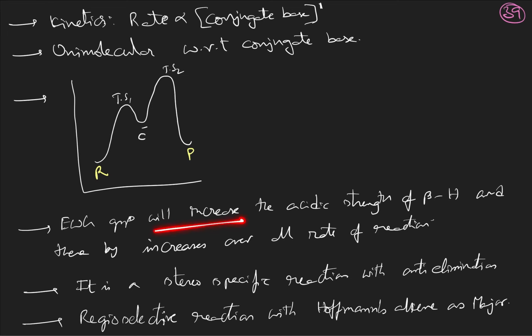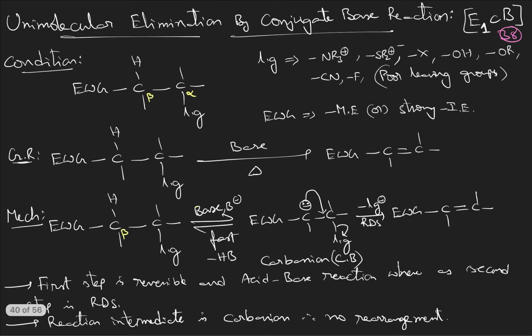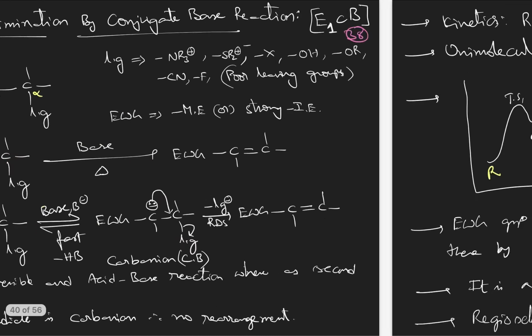The electron withdrawing group will increase the acidic strength of the beta hydrogen and also therefore will increase the overall rate of reaction. That we have already discussed. And it is a stereospecific reaction with anti-elimination. Why is it anti-elimination? The leaving group is removed from the bottom side and H plus ion is removed from the top side. Therefore, as two species are removed from opposite sides, it is an anti-elimination reaction.